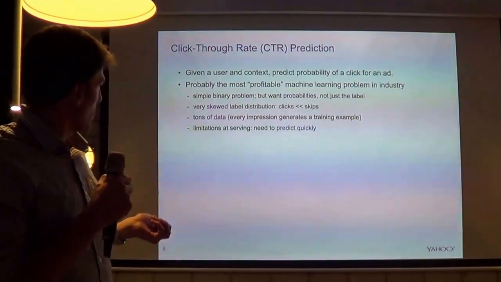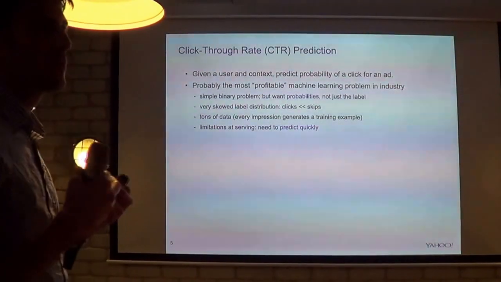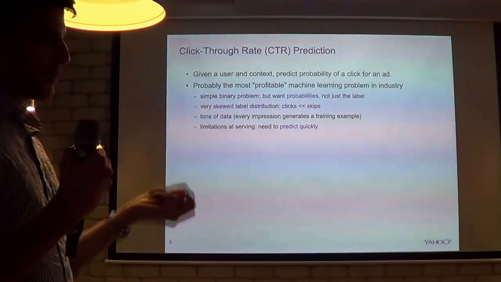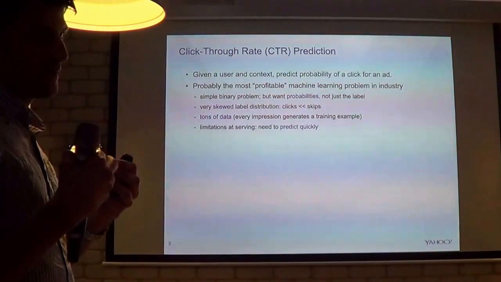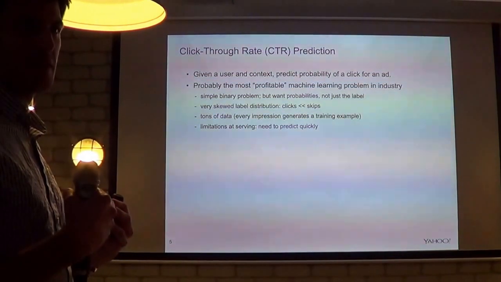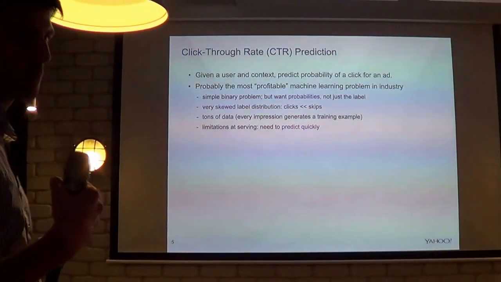And what's also important is you have limitations at serving. So we need to predict very quickly. And moreover, in training, maybe you only see one impression, one ad, but at predict time, you actually need to rank all the ads in the system. So essentially, for every ad, you need to compute its click probability.